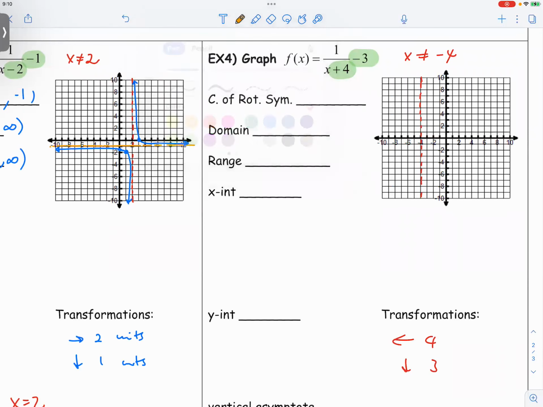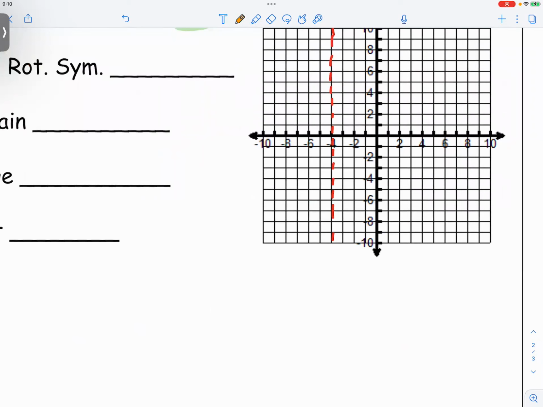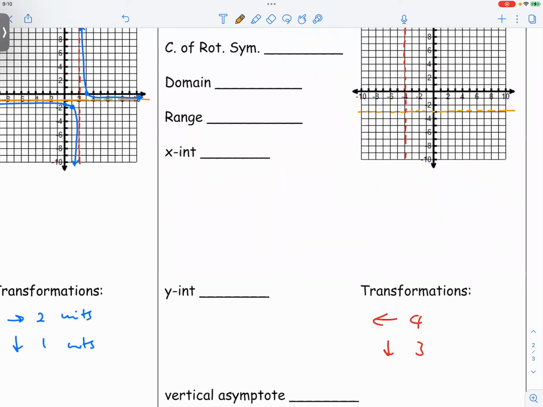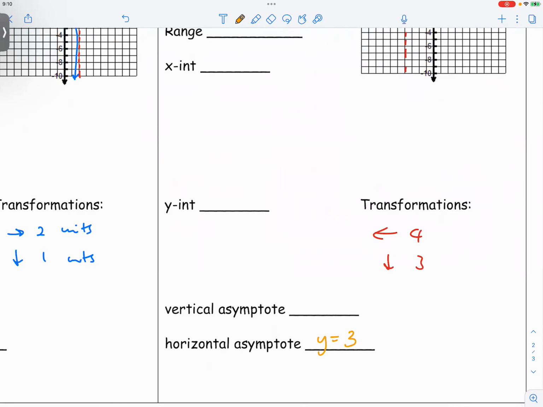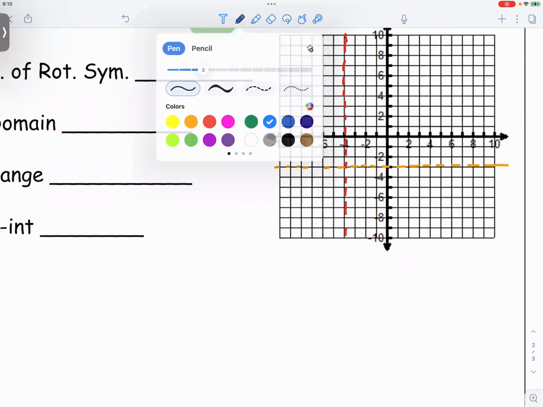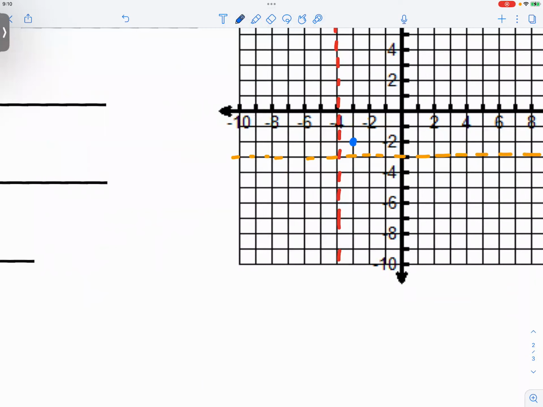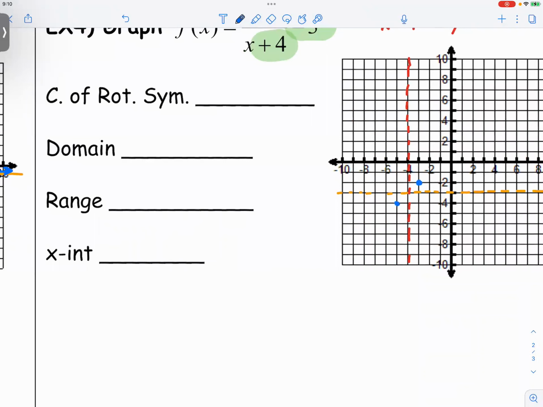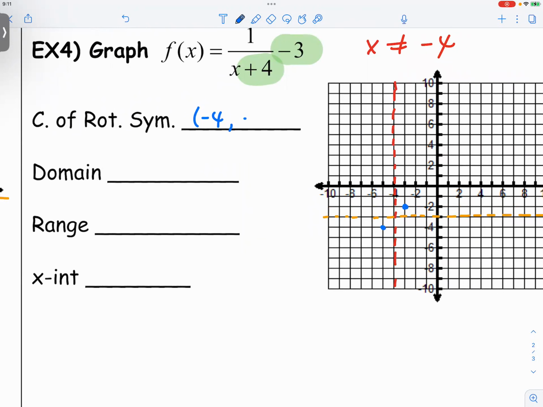And that means our horizontal asymptote will now be at y equals -3. So horizontal asymptote is y equals -3. The vertical asymptote is x equals -4. All right. And we may now go ahead and draw the nice dots right next to the center of rotational symmetry. And speaking of which, the center of rotational symmetry would be (-4, -3).